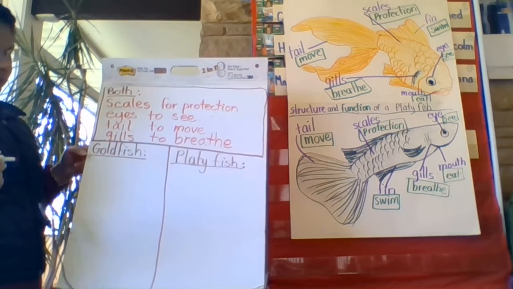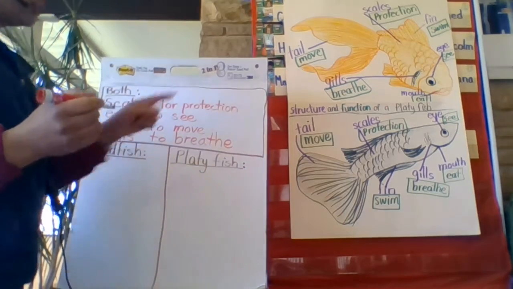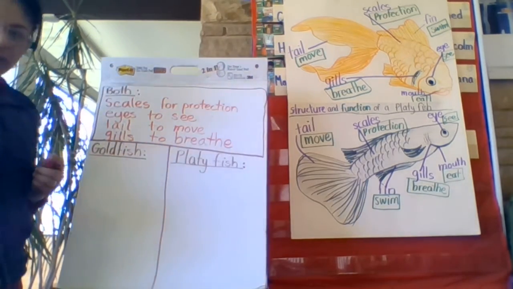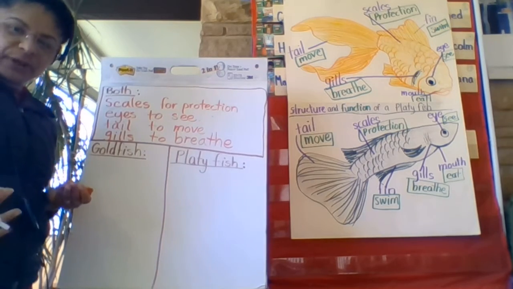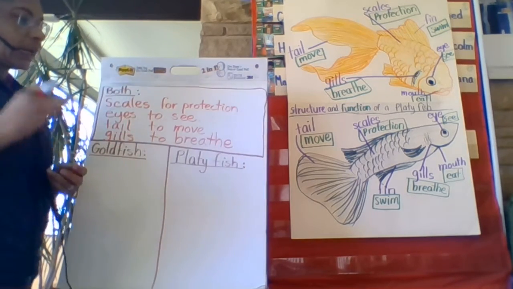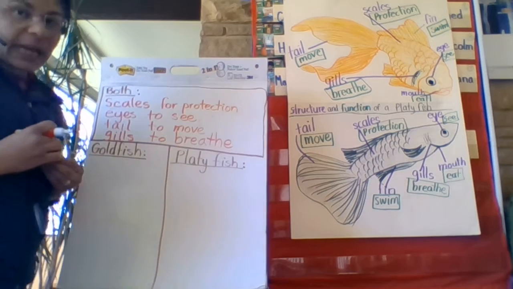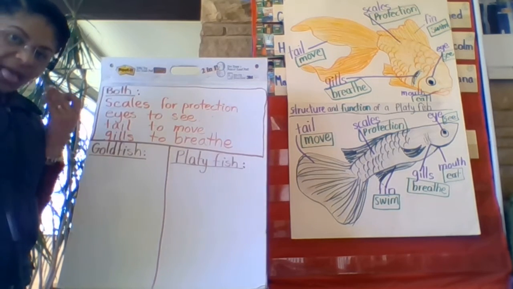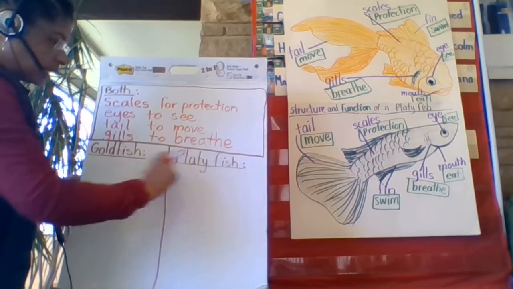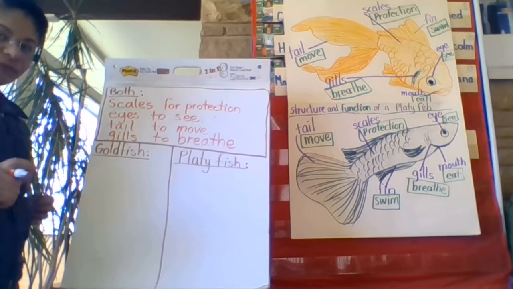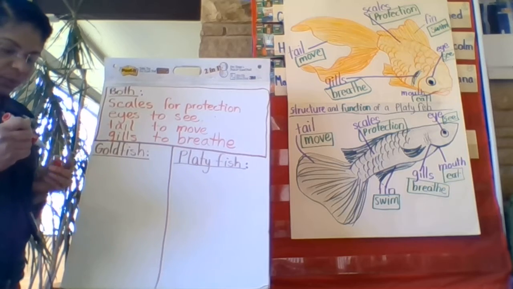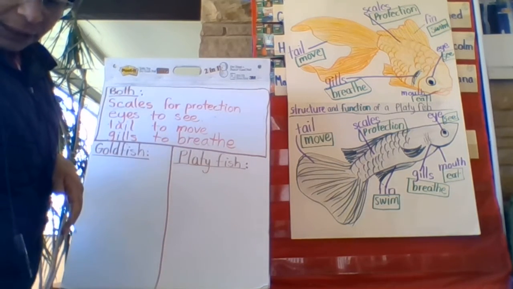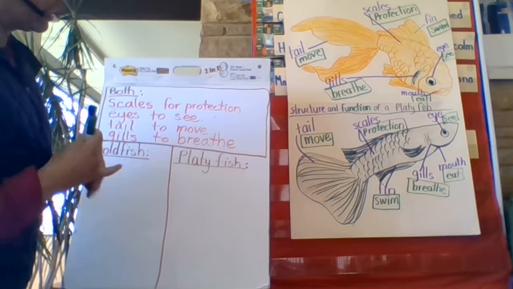Okay. Now, you could continue to mention all of the structures, all of the body parts, and what they're used for, because they both have them. Now, let's start thinking about the things that are different about them. What is something that is different about these two fish?